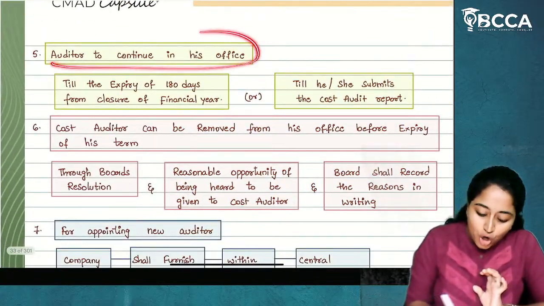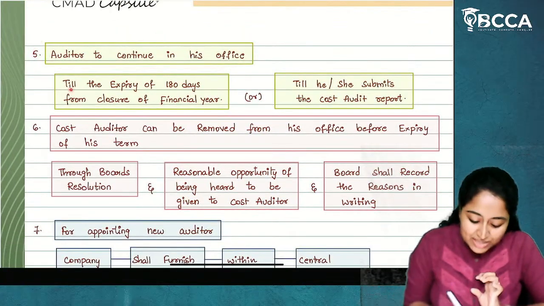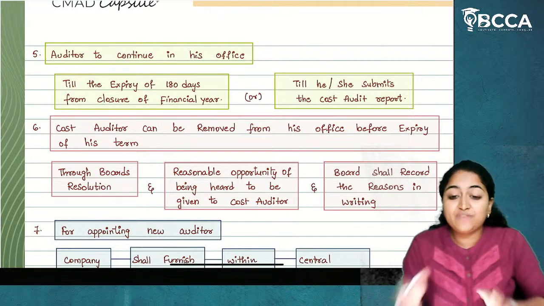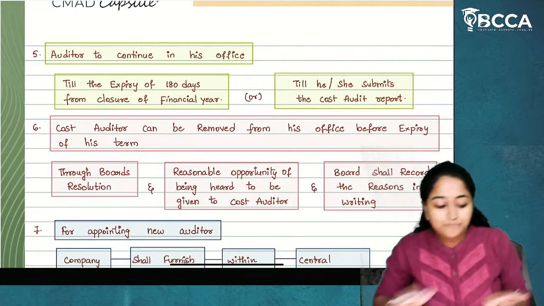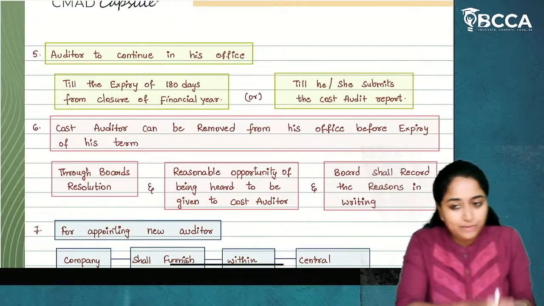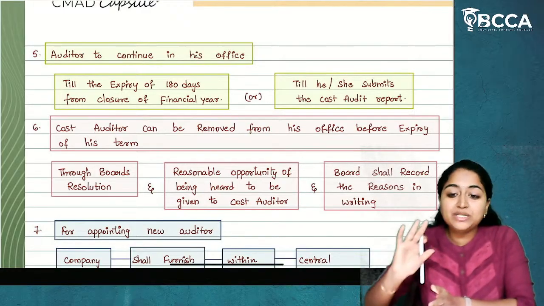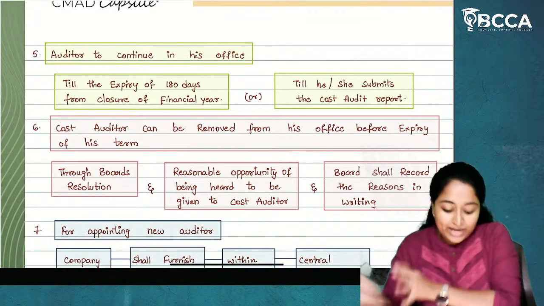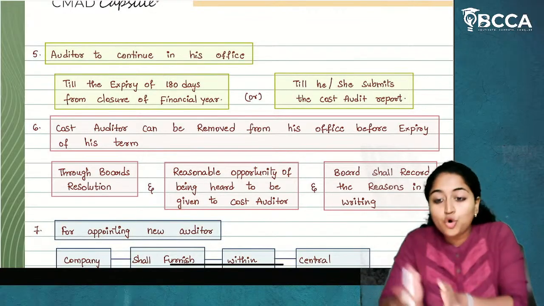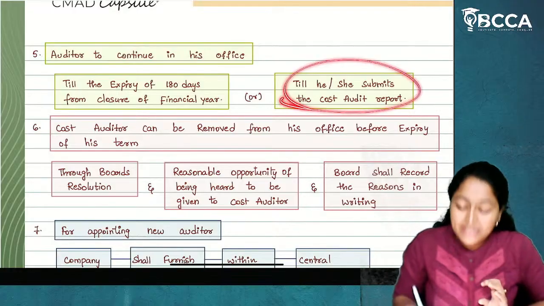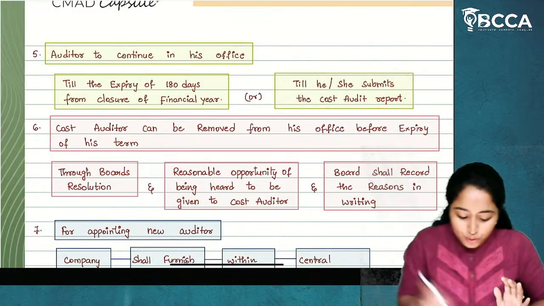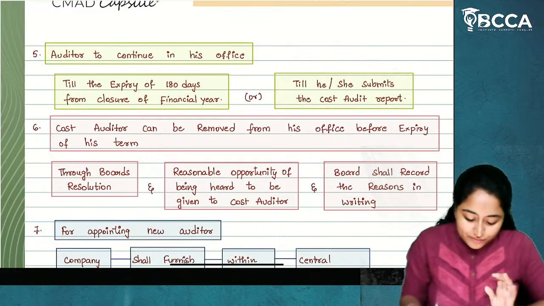And then after that, the auditor continues in his office till the expiry of 180 days from the closure of the financial year. Within 180 days from commencement he will be appointed, and he will continue in office till the last date of 180 days from the closure of the financial year, or till he or she submits the cost audit report.